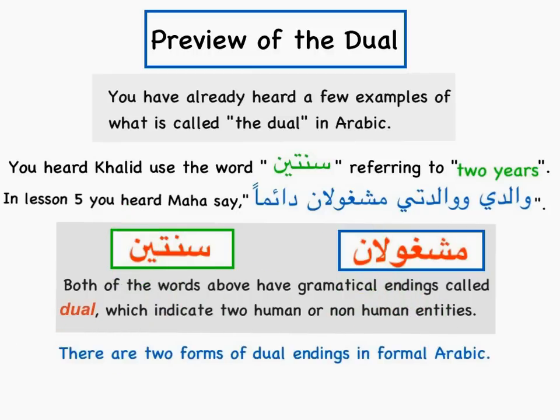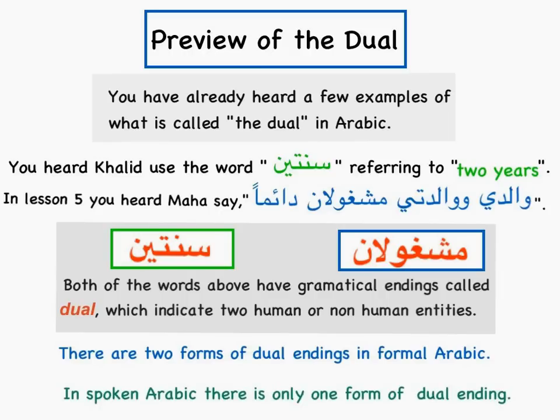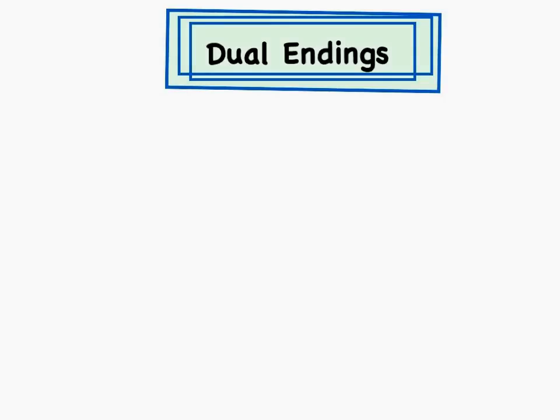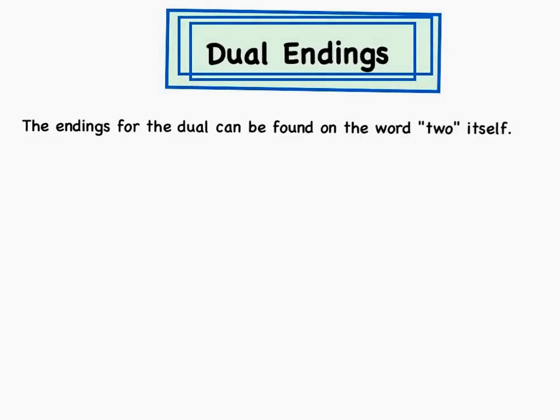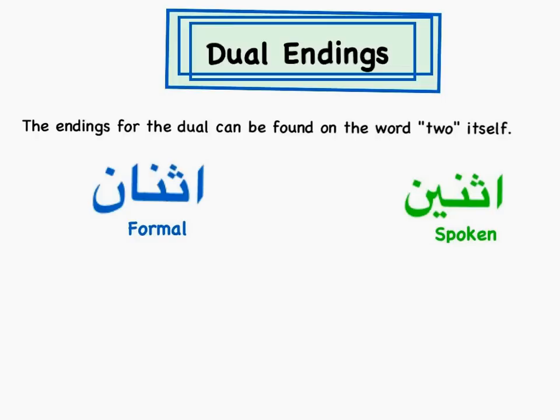In formal Arabic, there are two forms of dual endings, whereas in spoken Arabic, there is only one form of dual ending. Now let's take a closer look at these dual endings. An easy way to remember the dual endings is to think of the word two in Arabic, because the endings for the dual can be found on the word two itself. So in spoken Arabic, the word for two is ithneen, and in formal Arabic, ithnain.